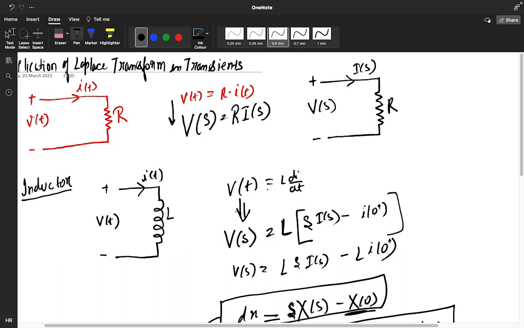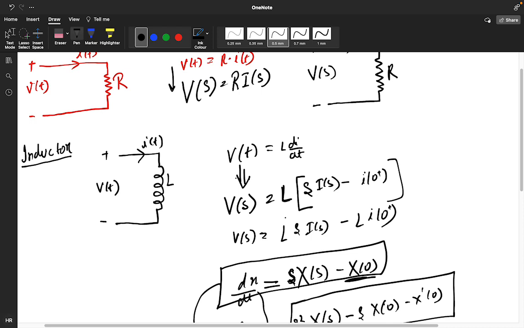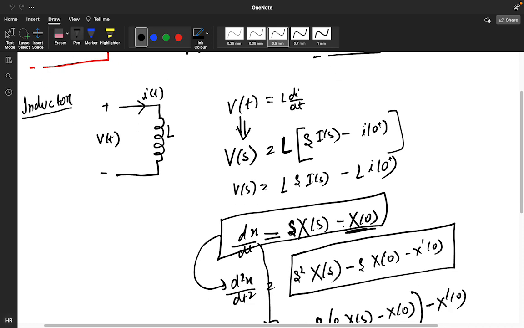So you have v of t equals L di by dt. If we convert it into the Laplace domain, v of s equals L times s I of s minus I of 0 plus or 0 minus, whatever you want to say. The Laplace transform of di by dt is s I of s minus I of 0, and this L is multiplied with it, so we get L s I of s minus L I of 0. Actually, the Laplace transform of dx by dt is s x of s minus x of 0.